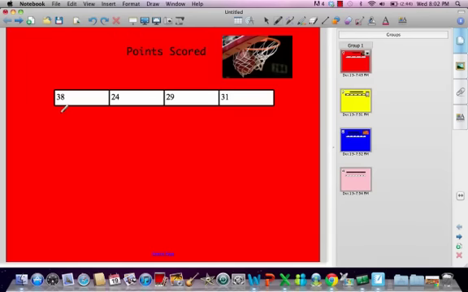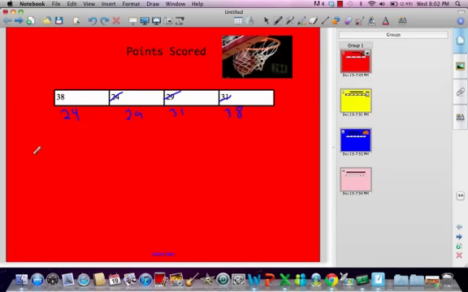So, in this case, we have a data set of 4. Each data set is going to get a little bit bigger than the one before. So, we have 24 points, cross that off. We have 29 points, that comes second, and then we have 31 points, that comes third, and then finally 38 points comes fourth. And we are trying to find the range.